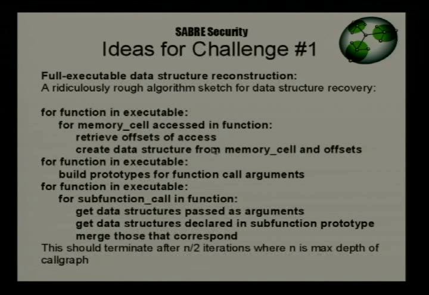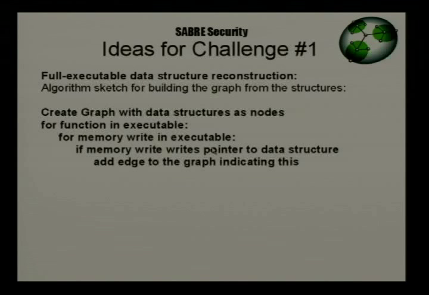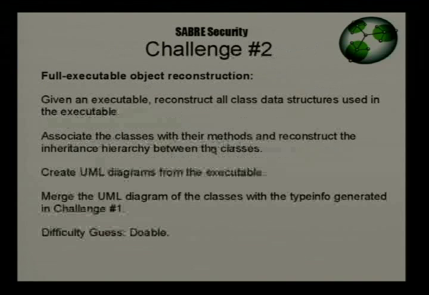And finally, you iterate over all functions in the executable and merge data structures that are passed. So if I have a function prototyped as my local data structure in this function is being passed in as first argument, and you have a parent function which says, well, the local data structure there is being passed as first argument to that subfunction, you merge the two. And you iterate that, and in theory you should be terminating this after n half iterations, where n is the maximum depth of the call graph. All right. Creating the graph of relations thereafter should be really, really easy, so I won't talk too much about that. So let's go to challenge 2.